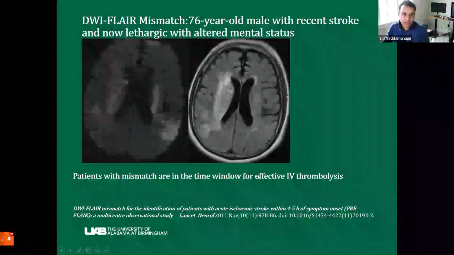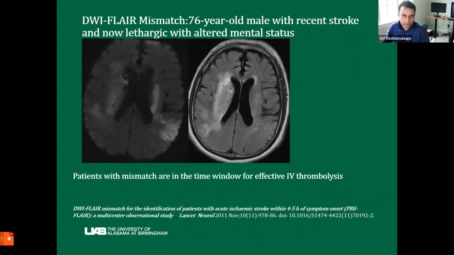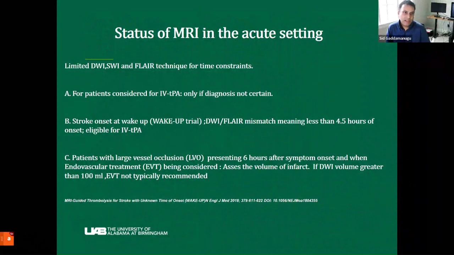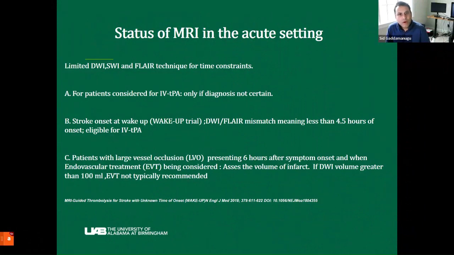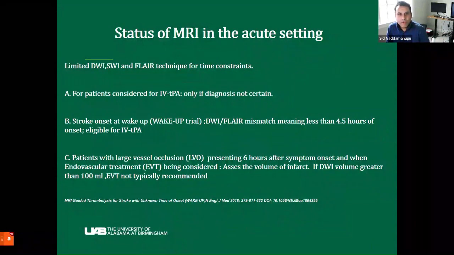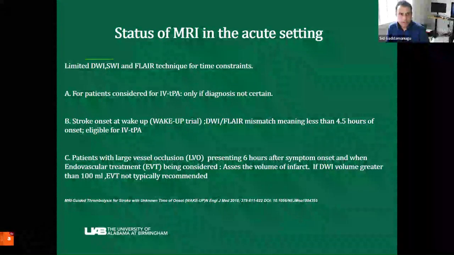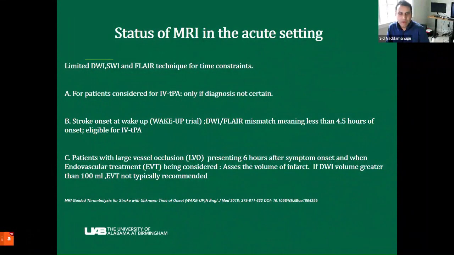Okay, so when do we use that? And we'll review that in the next slide. So what is the status of MRI in the acute setting? If you're planning to do MRI in the acute setting, remember, do not do a full protocol MRI. Do not do the MR angiogram. Do not try to do post-contrast. Do a very limited MRI, which you can finish in less than 10 minutes.